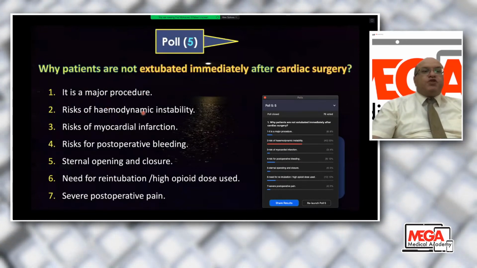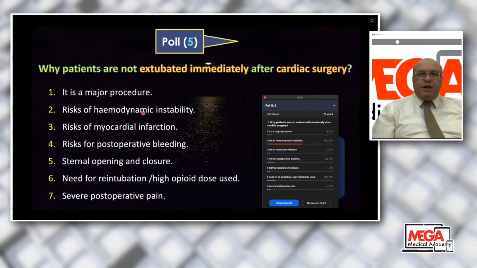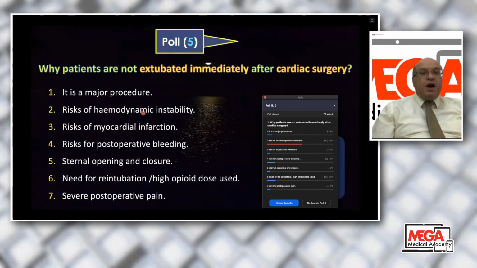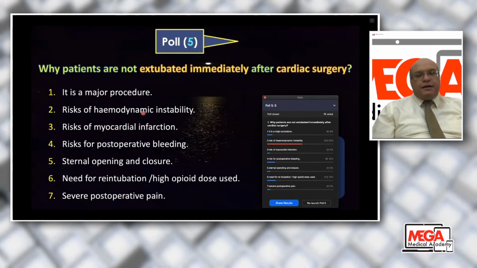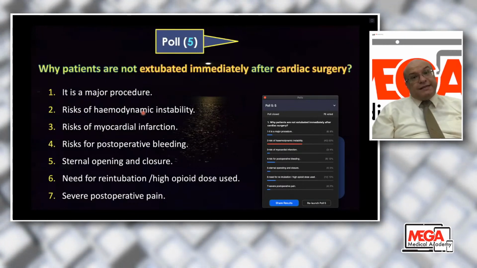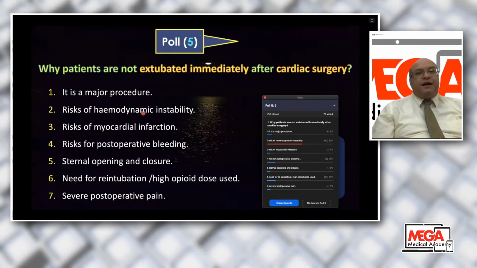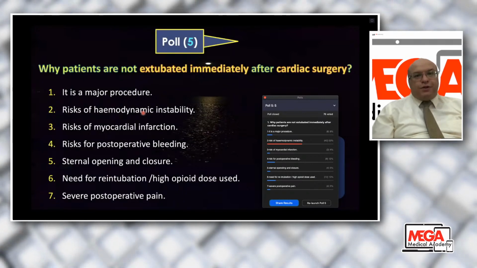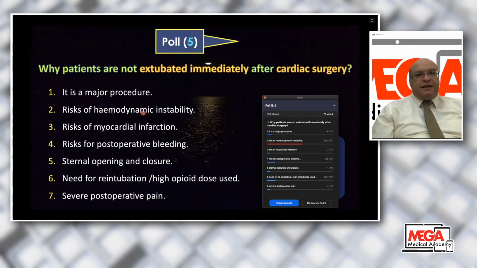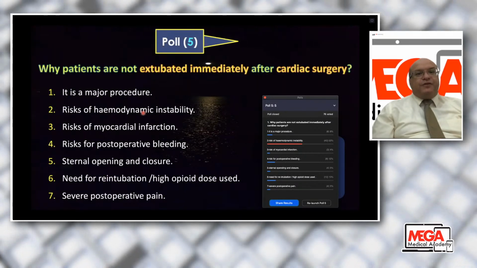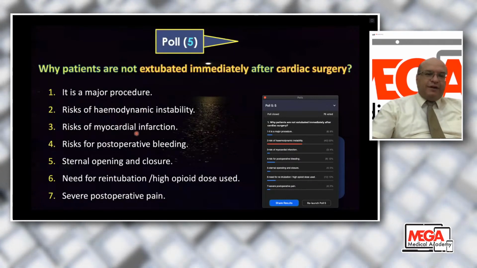Let's see about the major procedure. Okay, cardiac surgery is a major procedure, but what about thoracic surgery for pneumonectomy? We are extubating patients on table. What about neurosurgery cases with extensive brain tumor resection from the base of the skull lasting 12 hours or longer? We are extubating patients on table. So a major procedure itself doesn't preclude the indication for immediate extubation after cardiac surgery.